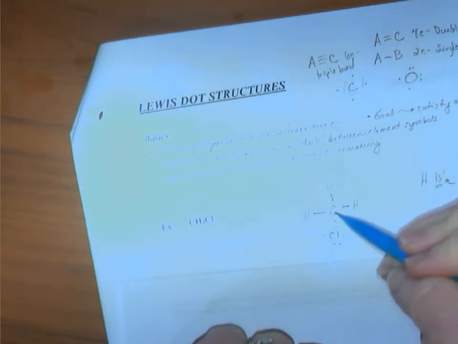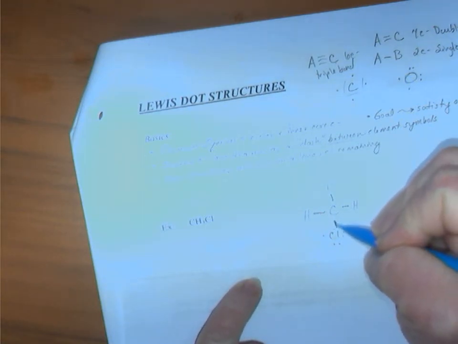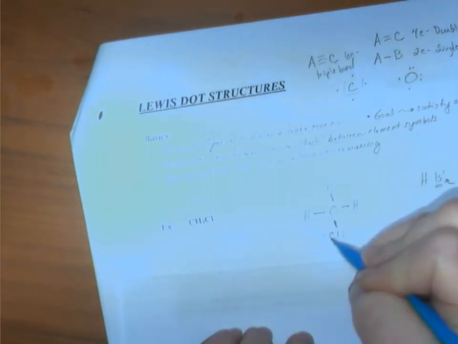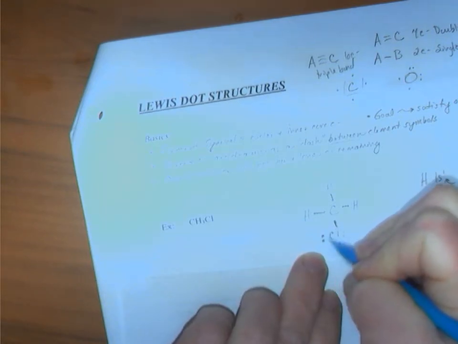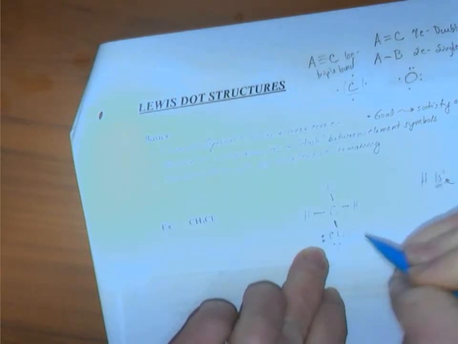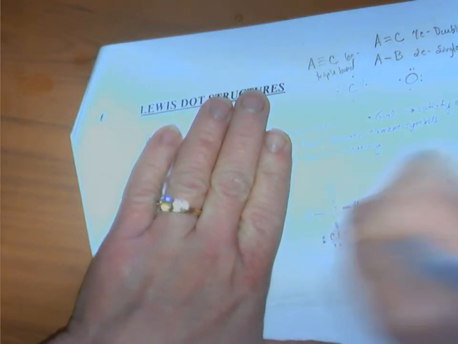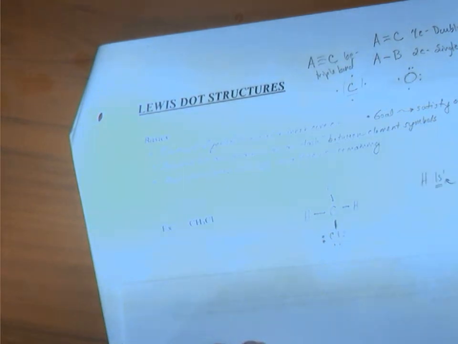Carbon now has 2, 4, 6, 7, so we need to pick up 1 more. Well, if we share 1 with chlorine, that will satisfy carbon, but I need to move that electron to show that now it will be assumed to pair up. So I'm going to draw this a little more vertically so that I can definitely tell that the sharing is happening between the element symbols.